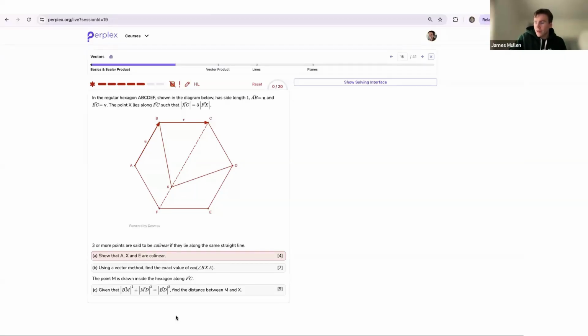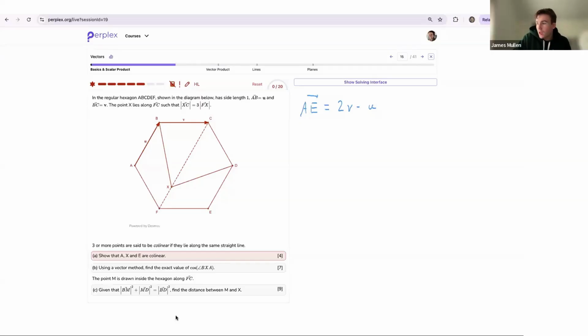Now, what do I know? First of all, I know that AE is going to be, I can go to AE by doing v, v, and minus u. So AE is equal to 2v minus u. Okay, that's the first step.